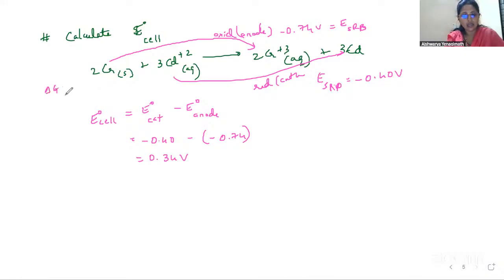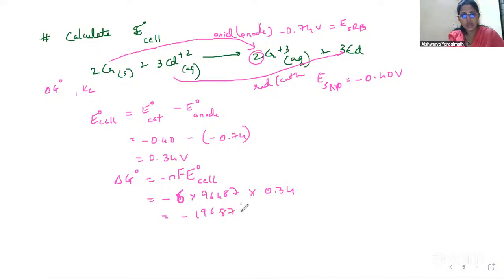You have to calculate delta G, then the equilibrium constant Kc. So how do I calculate delta G? Delta G naught, under standard conditions, is equal to minus nF E naught cell. What is my n here? 3 electrons are there, 2 ions, so it is 6. So 6 into 96487 into 0.34. Solve it out, you will get minus 196.87 kilojoules per mole. So this is my delta G naught.